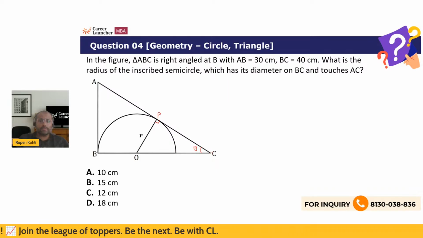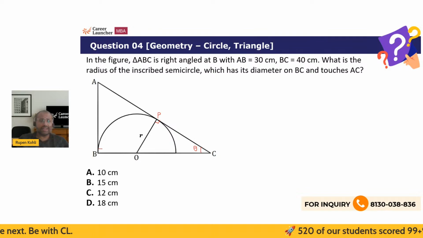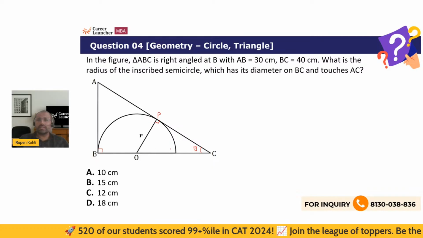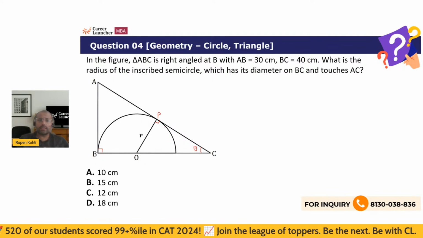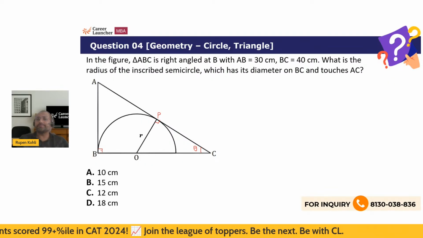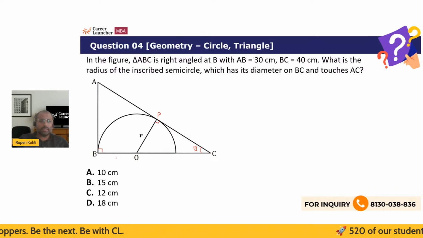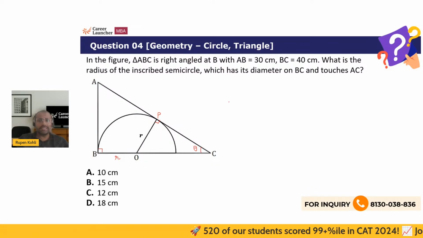So what I'm trying to say is that CPO and CBA both are similar right angle triangles. So you can apply similarity over here because they have two angles the same. So they are similar. Theta, 90, theta, 90. So work it out, right? Let's say the radius is R. So OB being R, and BC being 40, OC will be 40 minus R.